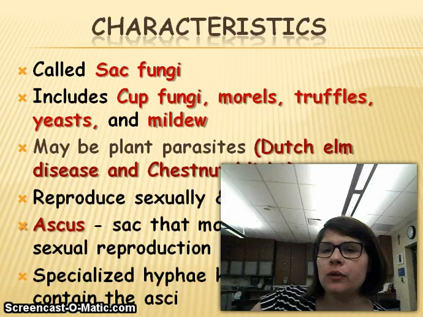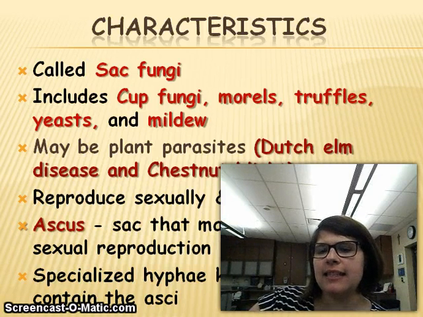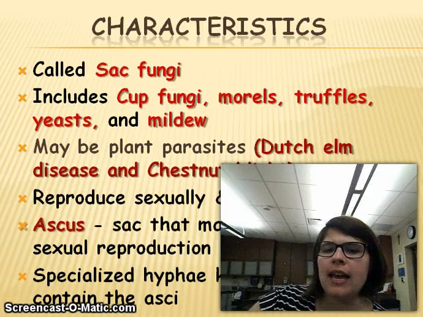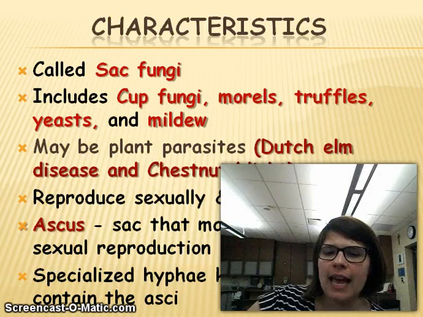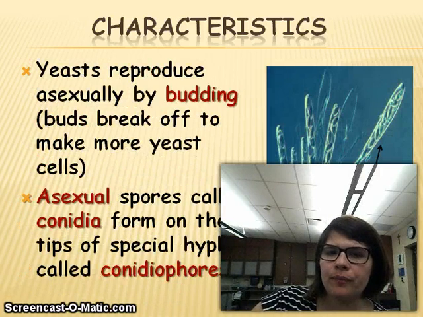They reproduce both sexually and asexually, and they produce an ascus. It's a sac that makes ascospores in sexual reproduction, and is specialized hyphae known as ascocarps, which contain the asci in them. So those structures are pretty important.